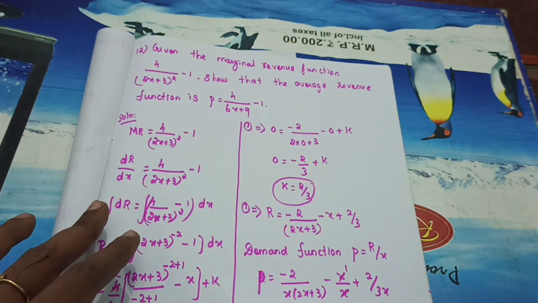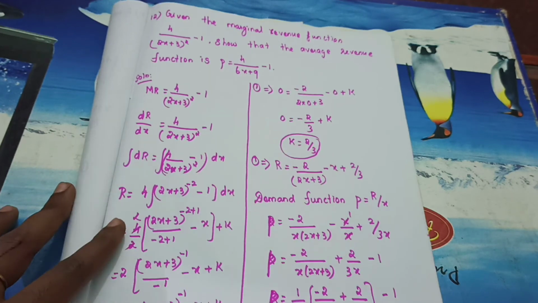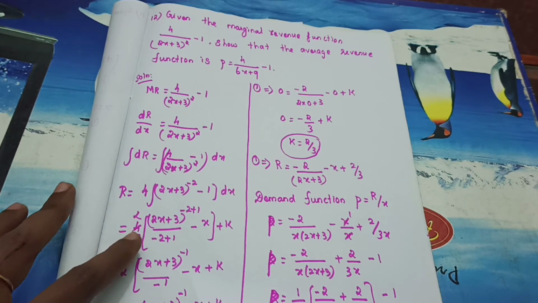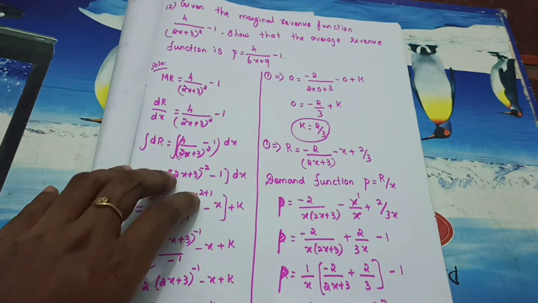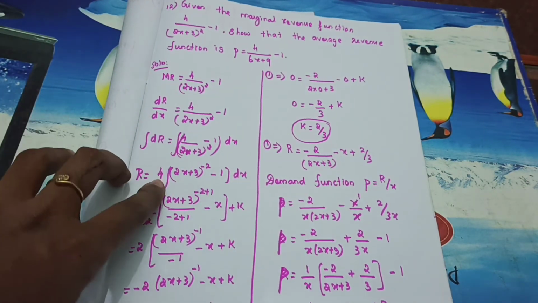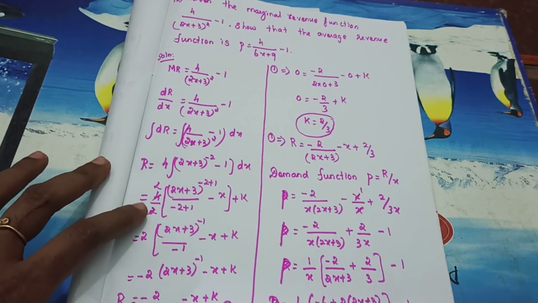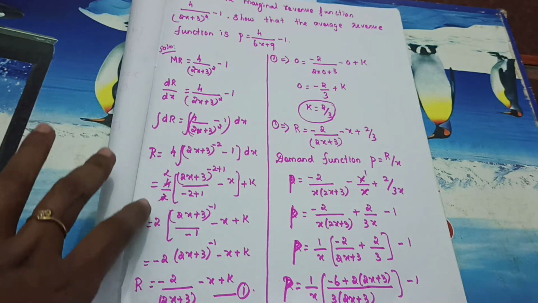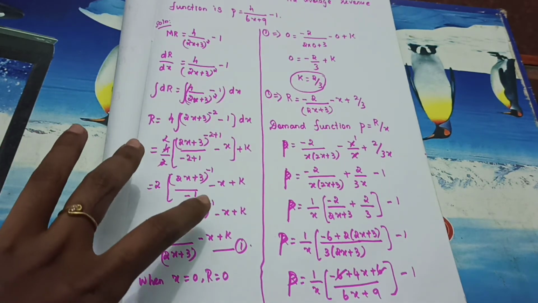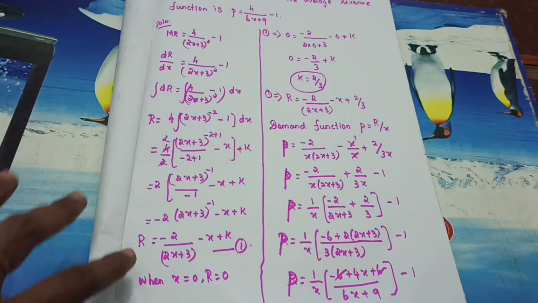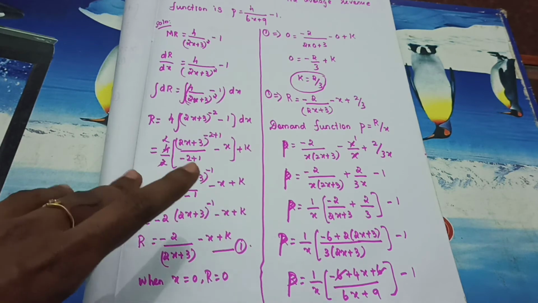So MR is given. So dR by dx, integrate on both sides. So you will get the R value. R is equal to, here you need to be very careful. For any coefficient of x, you need to divide by the coefficient. So here 2 is the coefficient. So you need to divide by the coefficient. So afterwards it is cancelled. Here it is minus 1. This minus you can bring here. It is whole power minus 1. You can bring this to the numerator. When x is equal to 0, R is equal to 0.